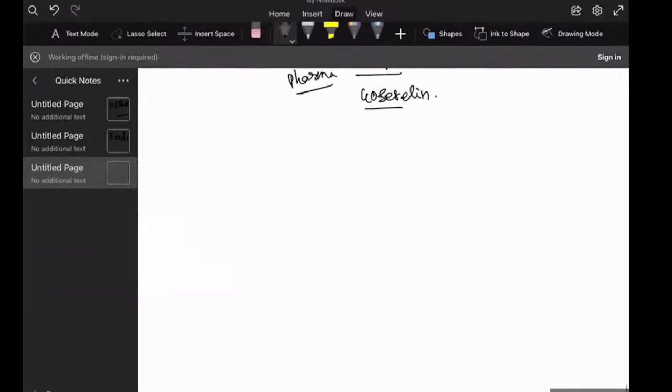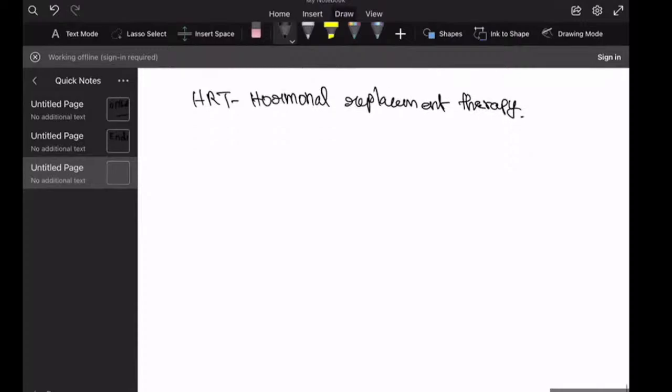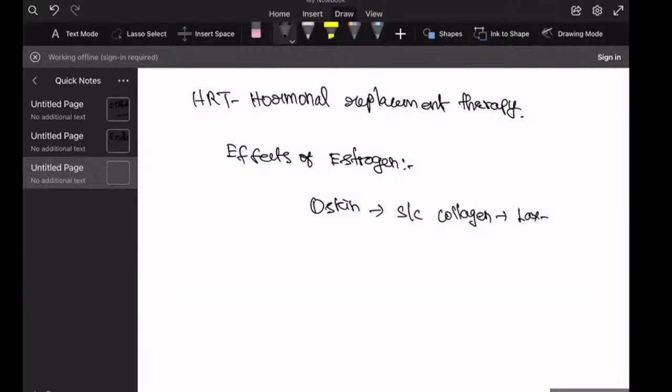We have the very short topic, HRT, hormonal replacement therapy. We are going to give the progesterone and estrogen that we prepared in the lab. So what are the effects? Effects of estrogen. Skin: there is a decrease in subcutaneous collagen, leading to lax, loose skin.